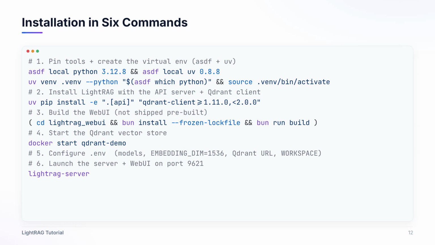Fourth, start the Qdrant container. Fifth, write the .env file with your models, embedding dimension, and Qdrant URL. And sixth, launch the server, which serves both the REST API and the web interface on port 9621.